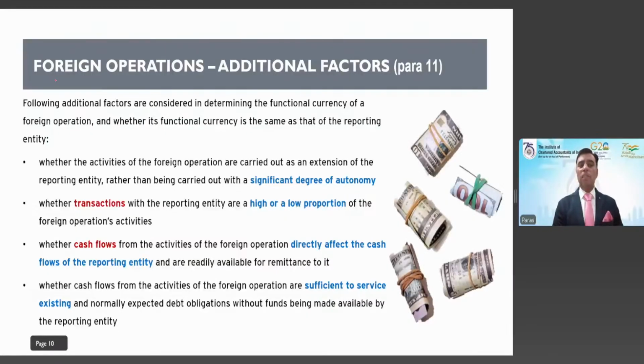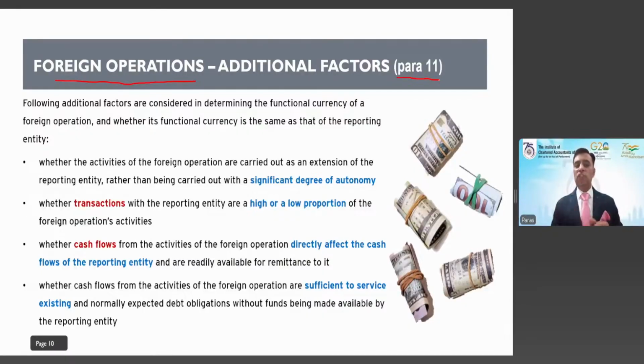Now let's read about the determination of functional currency in case of foreign operations. First of all, you need to apply the provisions of para 11. Always remember, in case of foreign operation, first you will apply the provisions of para 11, and if you are able to identify the functional currency of the foreign operation by applying the provisions of para 11, then there is no need to apply the provisions of para 9 and 10. However, if you are not able to determine the functional currency on the basis of para 11 in case of foreign operations, then you will have to apply the principles of para 9 and 10 in order to determine the functional currency of the foreign operation.